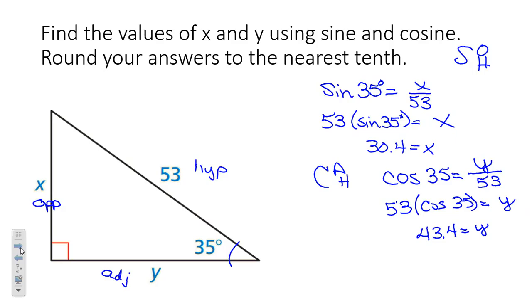Now, one tendency that some people have, and it's those who want to be risky and walk on the wild side, is to say, hey, I know my opposite now, so I could use tangent, opposite over adjacent, right? But you want to be careful with that, because if you have made a mistake on finding your opposite, that can be a domino effect and will make a mistake on finding your adjacent as well. So it's usually better to start with the information you have been given to begin with, rather than use an answer that you came up with. Okay? All right.